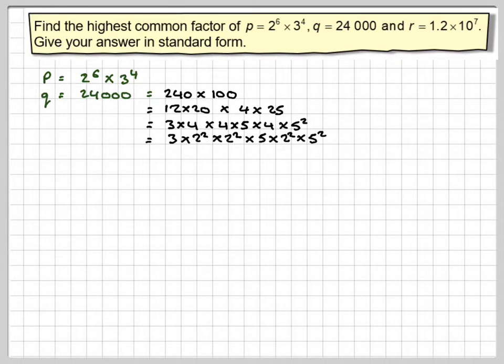Okay, carrying on, that's going to be 2 to the 6, because we've got 2 squared, 2 squared, 2 squared, that's 2 to the 6, times 3 times 5 cubed. At this stage, maybe you should just check back to make sure you get 24,000.